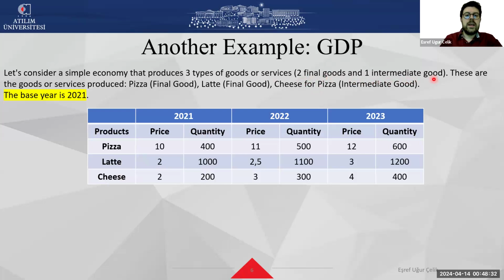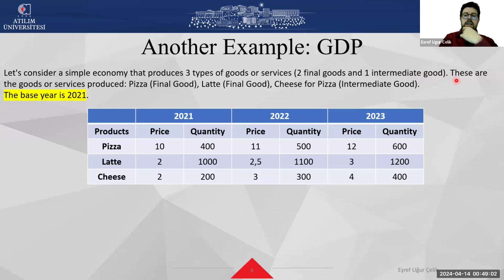What can I say? In the calculation of GDP, we can only focus on the final goods. We cannot include the intermediate goods. Intermediate goods help to produce the final goods. That's why we cannot include it. What if we include it? That is called double counting. Okay, let's look at the details.